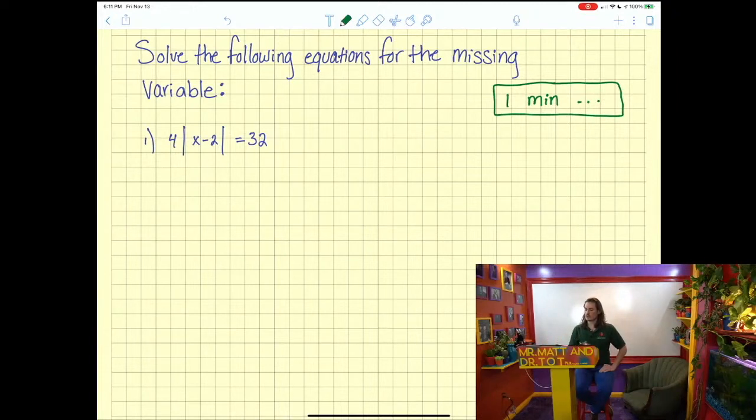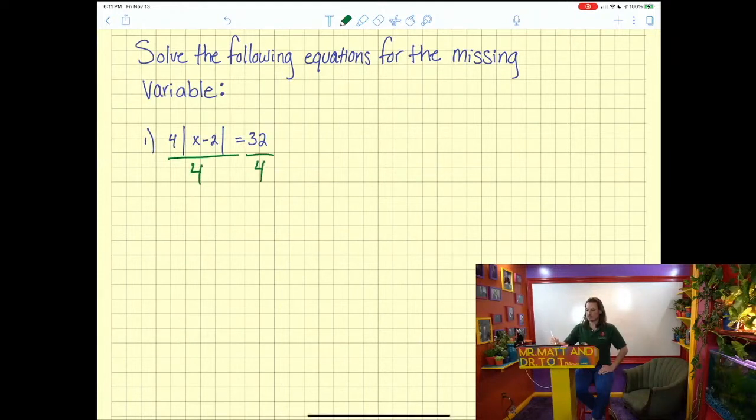Okay, looking at number 1, the first thing we want to do is to try and get the absolute value by itself. So the 4 is multiplying into the absolute value. So I'm going to divide both sides by 4. That'll cancel the 4's on the left, and that'll leave me with the absolute value of x minus 2 is equal to 32 divided by 4. 32 divided by 4 is 8.